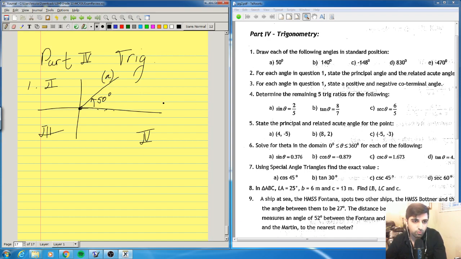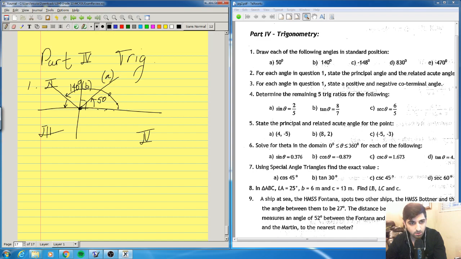The second question is 140. That's above 90. 90 is right here. So we have to go above 90, so we're in quadrant 2 probably, because this line would make 180, and it's less than that. So you're going to draw a line such that you've got maybe a 40-degree gap, and that would give us the 140 degrees, and that is part B.